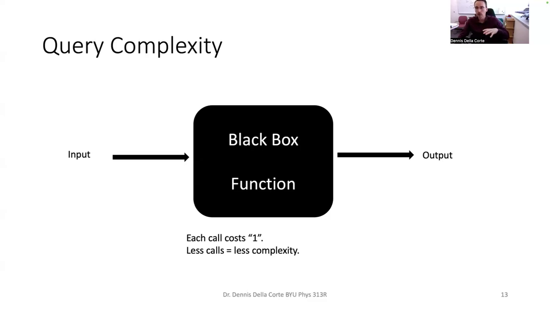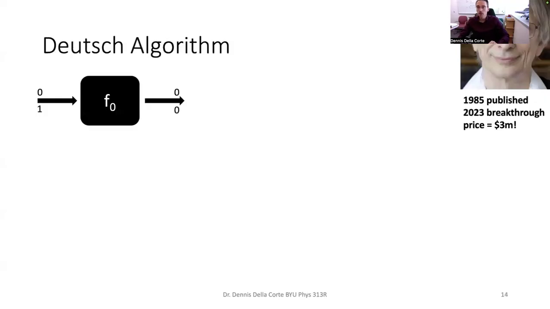Every time I call a classical function, it costs me 1 unit. The question is, how often do I need to call either function before I get the final answer? If I get the final answer with fewer calls in the quantum case, then the quantum algorithm will be superior to the classical algorithm. The first person to show that such an algorithm exists was David Deutsch in 1985 when he published the Deutsch algorithm.